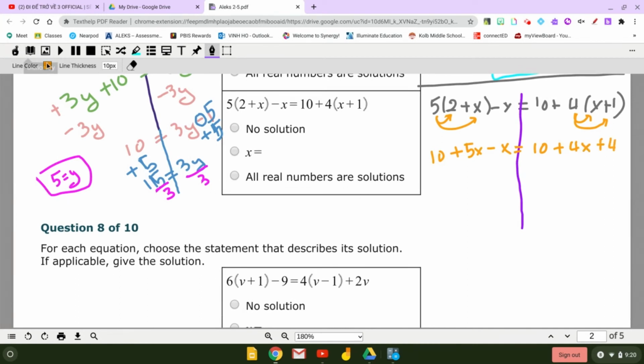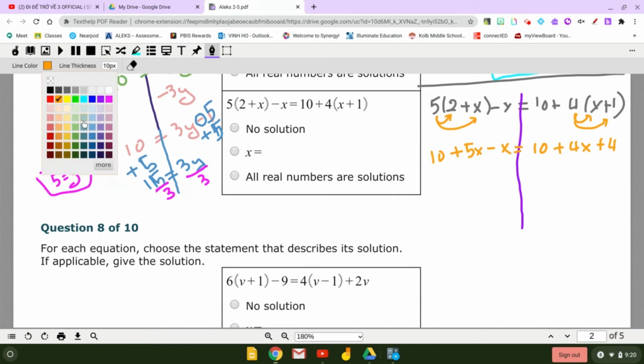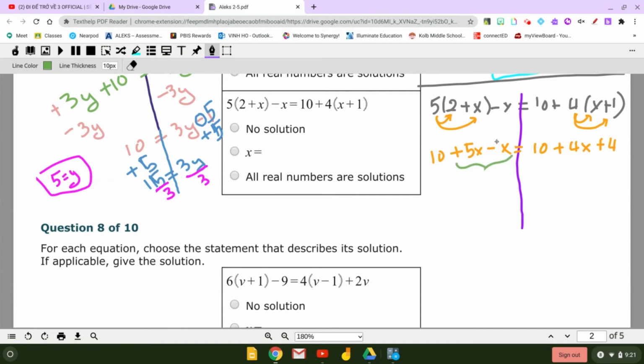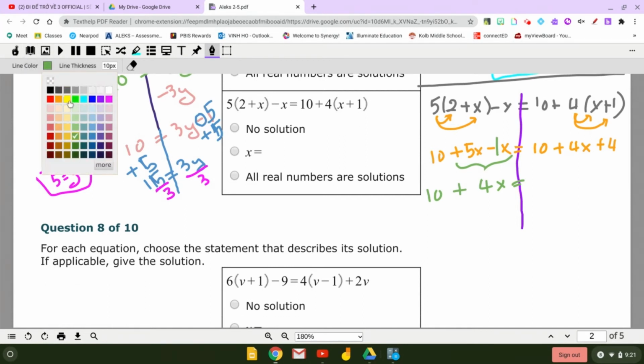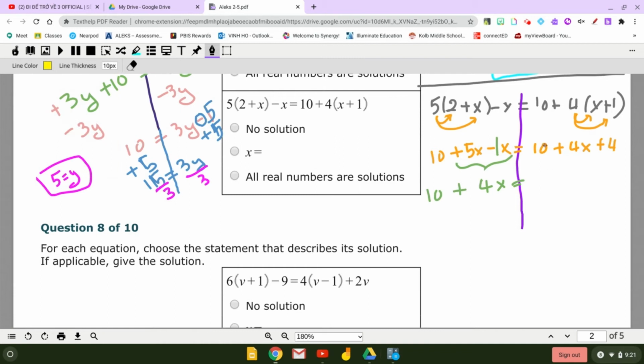All right. Step 3, we're going to combine like terms. Who are like terms? 5x minus 1x gives you 4x. Looking good. Bring down the 10. And over here, combining like terms, you have 10 and 4, the 10 and this 4 without x. That will give you 14 plus 4x.